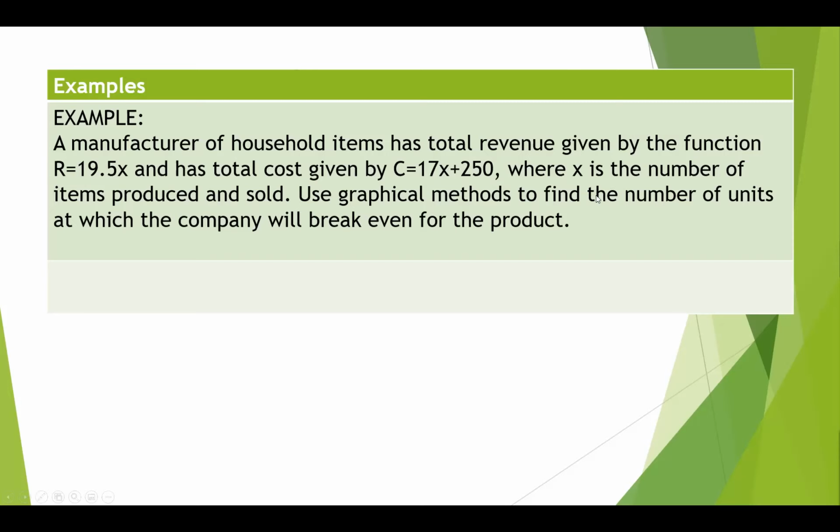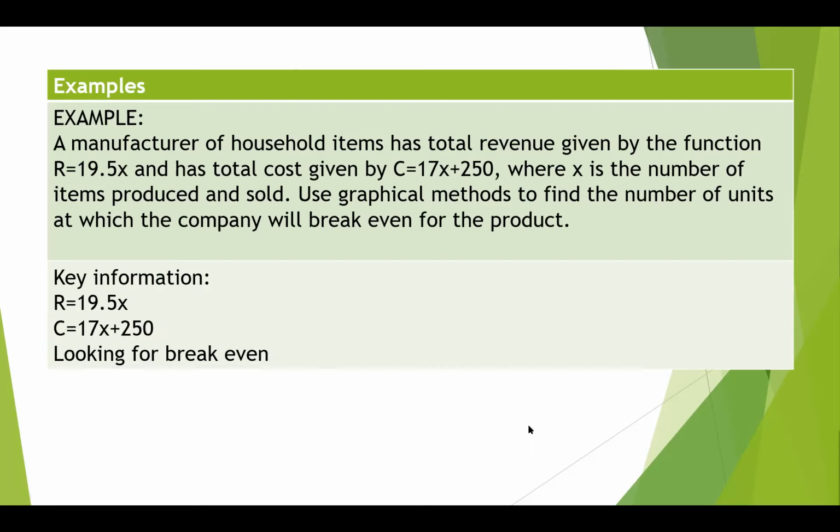And x is the number of items produced and sold. So this could be books if it was a bookstore. It could be boxes for a box company. It could be bushels of potatoes for a potato farmer. So the key information we need to be aware of is the revenue equation, the cost equation, and knowing that we're looking for the break even.